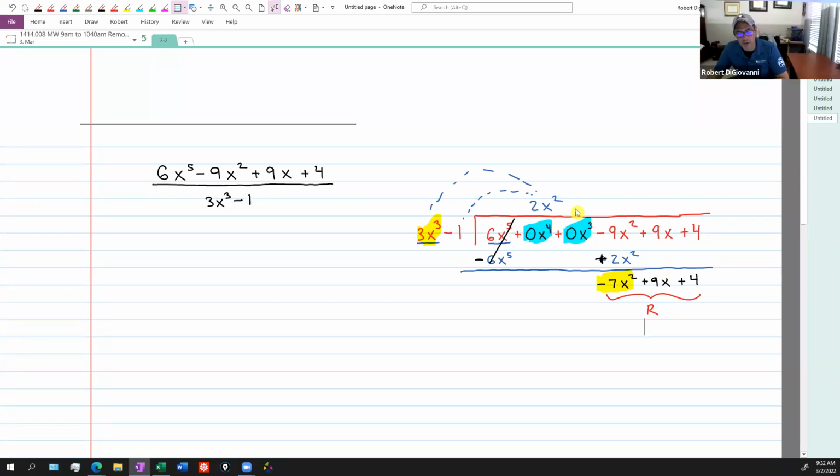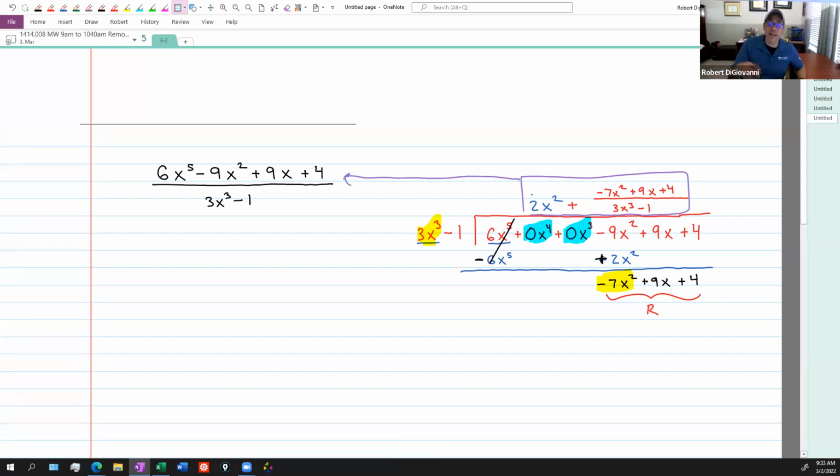So what I'm going to do up here is, instead of writing R with all this, I'm going to do what I just told you. Put plus, you put the remainder over the divisor, which was 3x cubed minus 1. And that's the answer. Okay, this right here is our answer. That's what this is equal to. So again, it doesn't factor because my remainder wasn't 0.